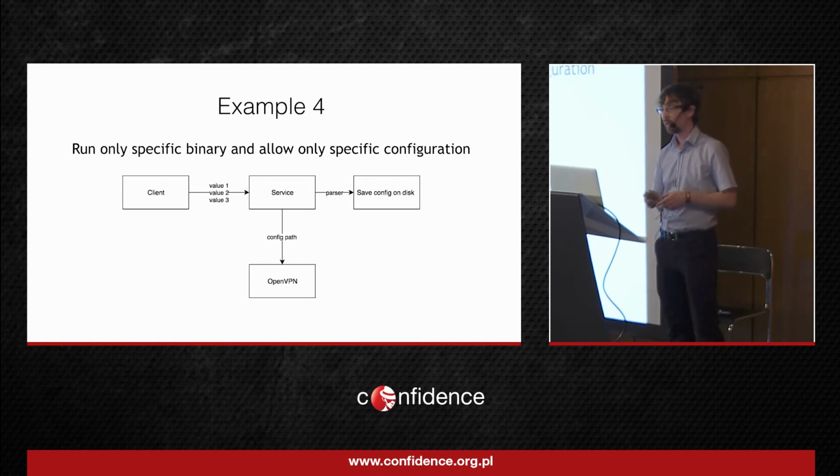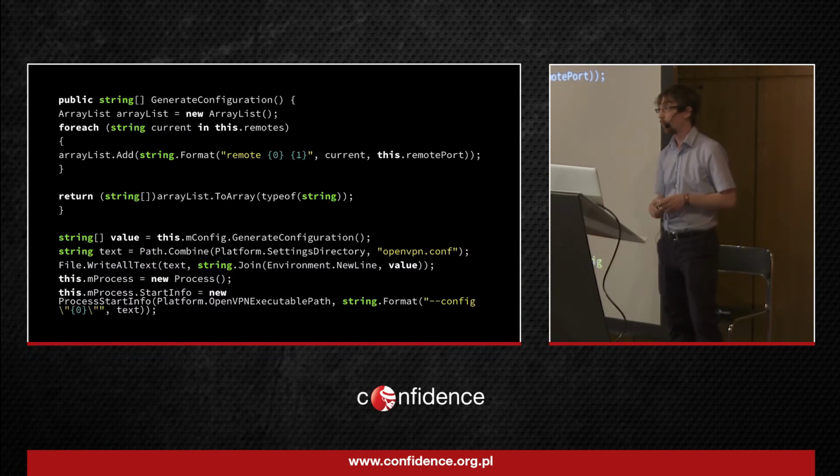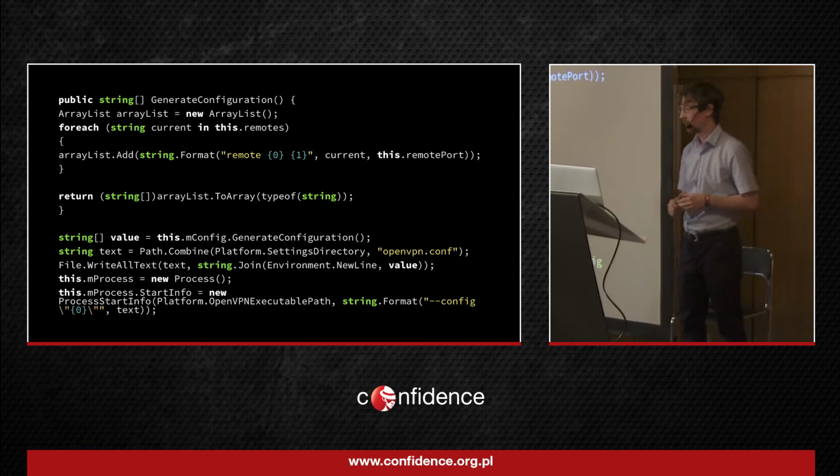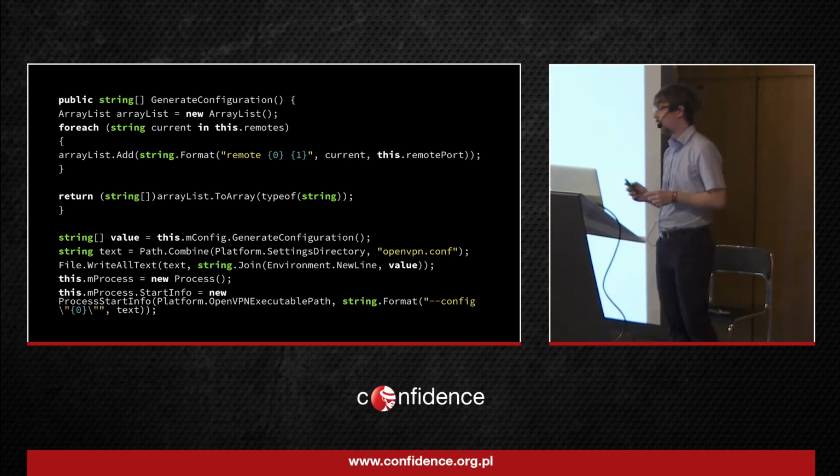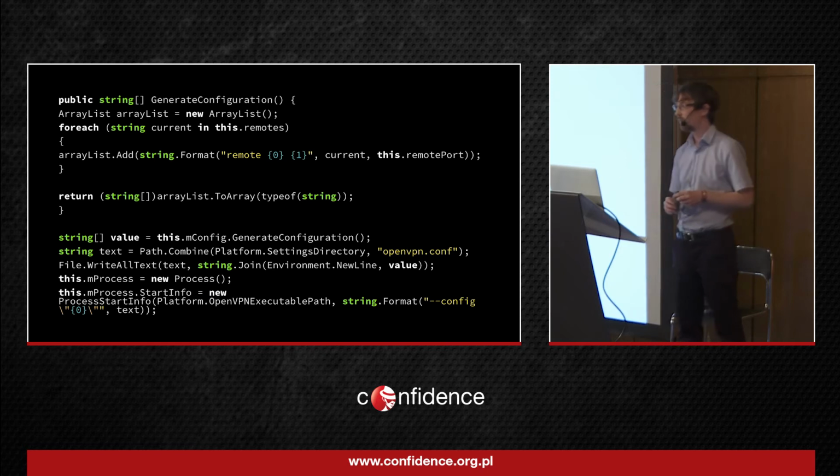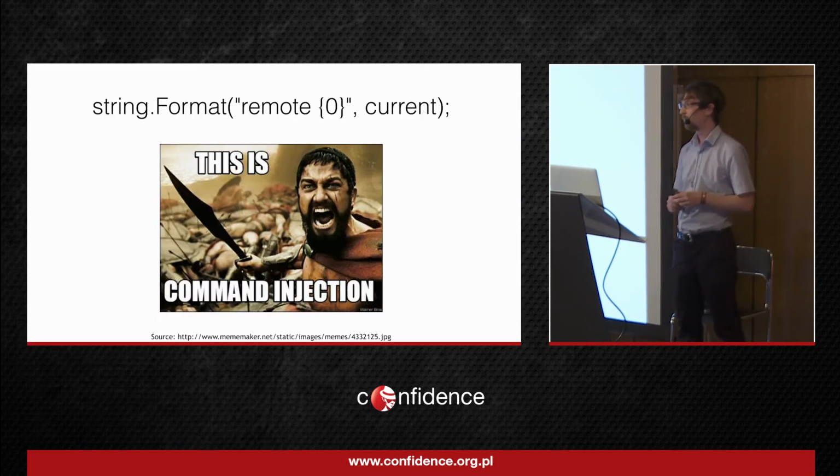So I started thinking, okay, how might this parser look? And this is C# code of one of those parsers. After a while, I realized that there is a bug here. And if you still don't understand, I need to explain how OpenVPN can accept different commands.